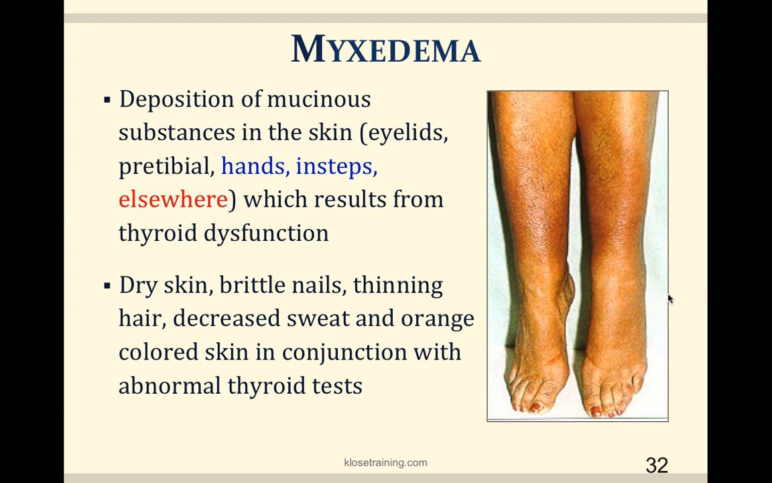Myxedema is various dysfunctions within the thyroid gland. It's a special form of mucinous dermopathy which is caused by fluid accumulation associated with increased proteoglycans. So this is due to a thyroid dysfunction, and it's called myxedema. Dry skin, brittle nails, thinning hair, decreased sweat, and orange-colored skin is what you're going to see, along with abnormal thyroid tests.